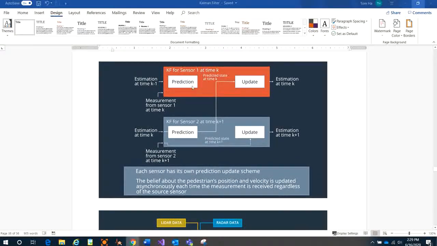So for example, right here we have the two types of sensor, sensor 1 and sensor 2, at time k. How do we estimate from time k minus 1 to k? We use sensor 1 for the estimation at time k to the estimation at time k plus 1. It means each sensor has its own prediction update, right? So the belief about the pedestrian's position and velocity is updated asynchronously each time a measurement is received, regardless of the source sensor, right?